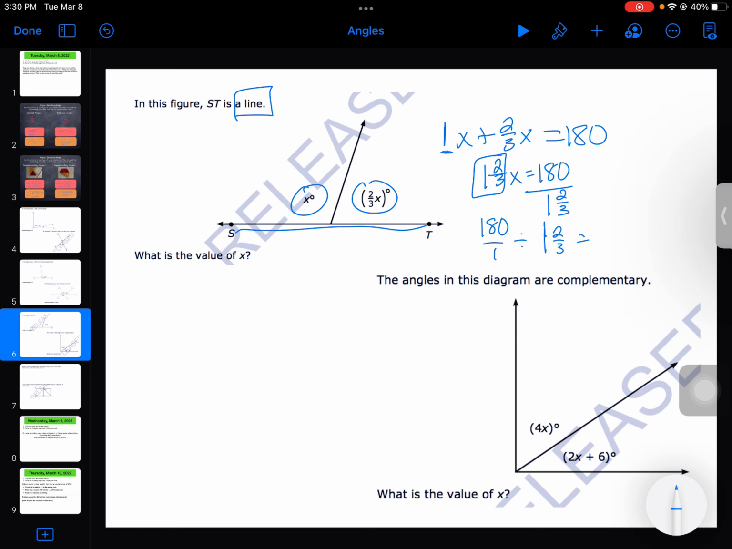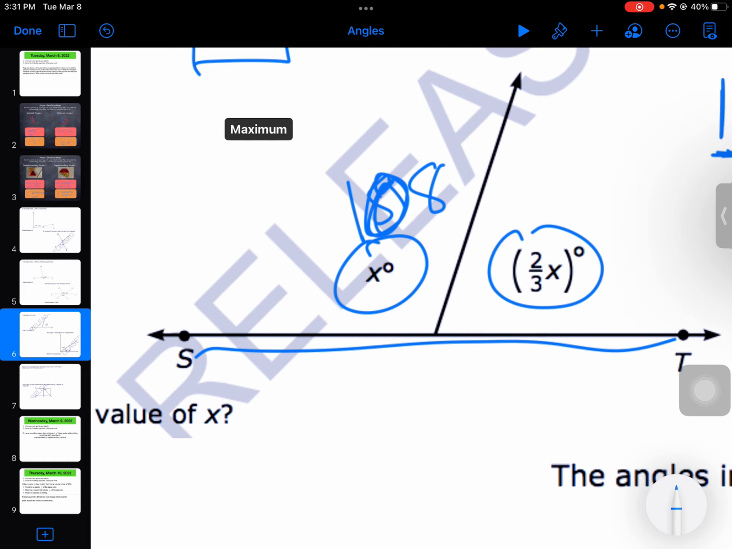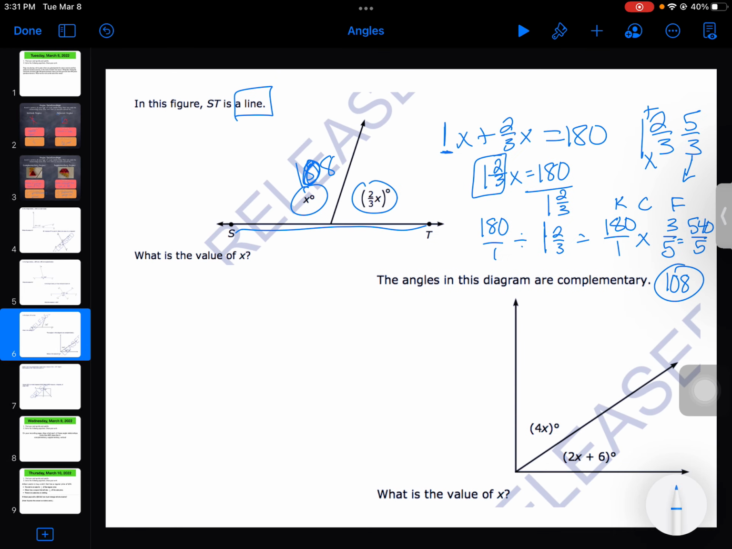So I'm going to make 1 2/3 into an improper fraction. Multiply the bottom, add the top, 5/3. So 180 times, remember, keep, change, flip, KCF. I'm going to flip that 5/3 and make it 3/5. I get 540 over 5. If I divide that, I get 108. So our x is 108. And if you look at that angle, it's a little bit bigger than a right angle, so that makes sense. So make sure your angles or your x's match up with what your angles look like.